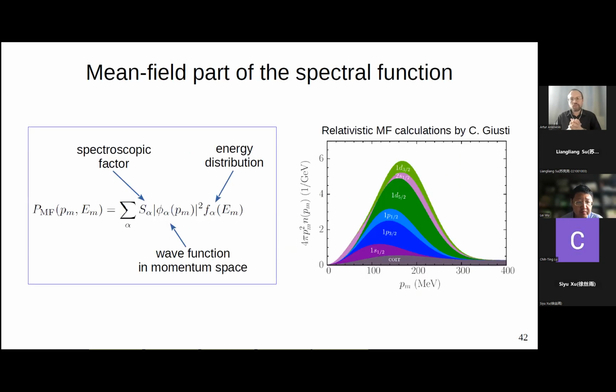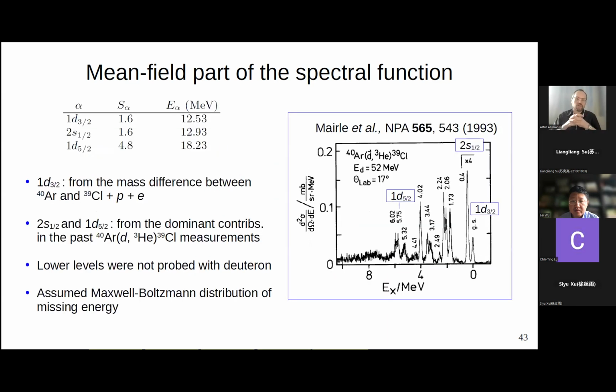The mean field part of the spectral function is assumed to have this form. It's a sum over all the occupied states, in which we sum a product of the spectroscopic factor, which is the strength of every orbital, times the wave function in momentum space, times the energy distribution. In our estimates, we use the relativistic mean field calculations by Carlotta Giusti. In our fits, we use the Maxwell-Boltzmann distribution for the energy distribution.